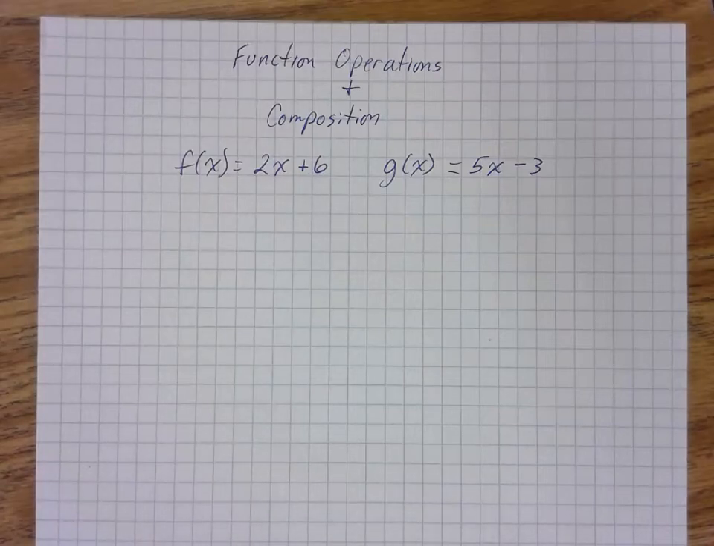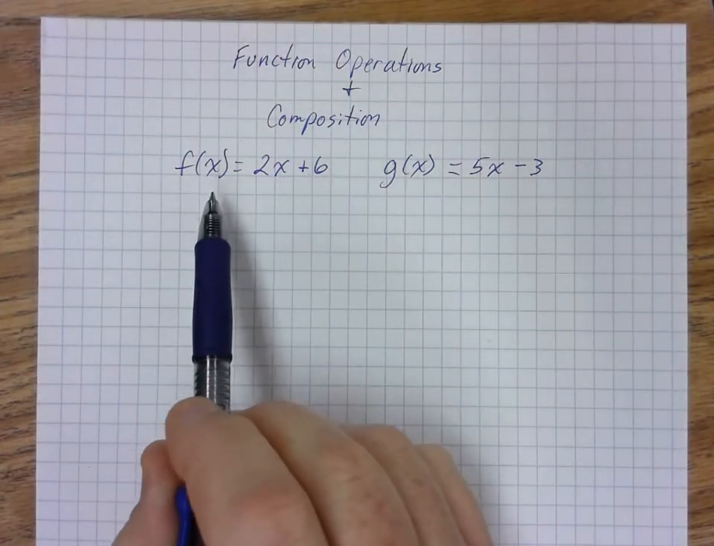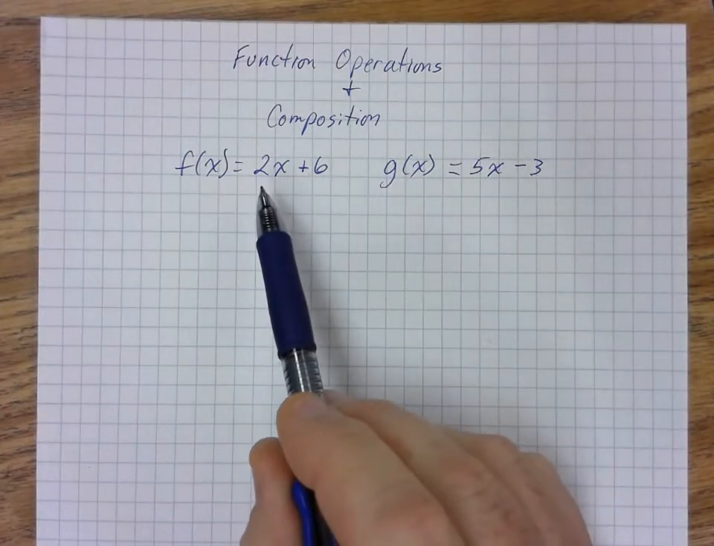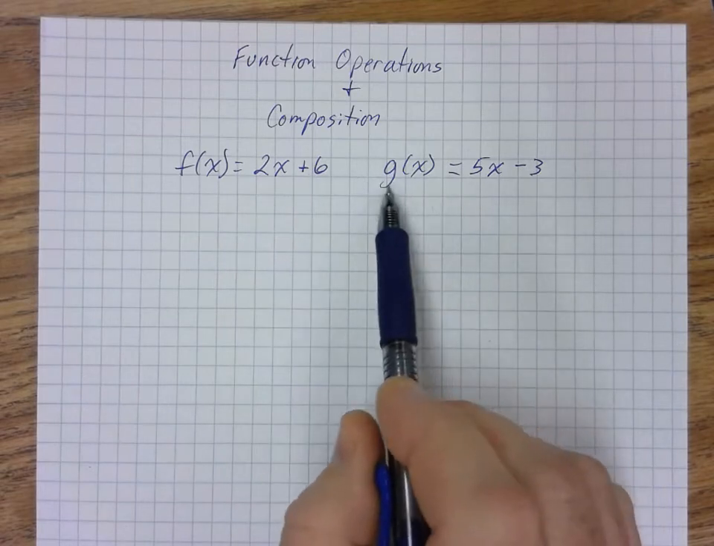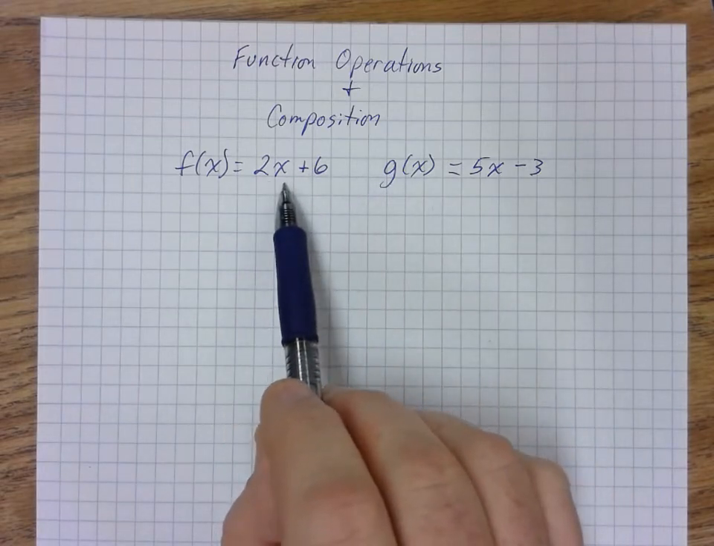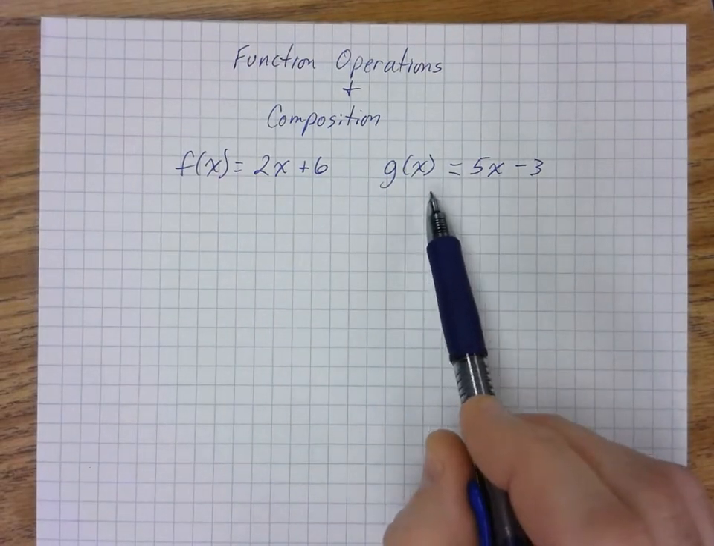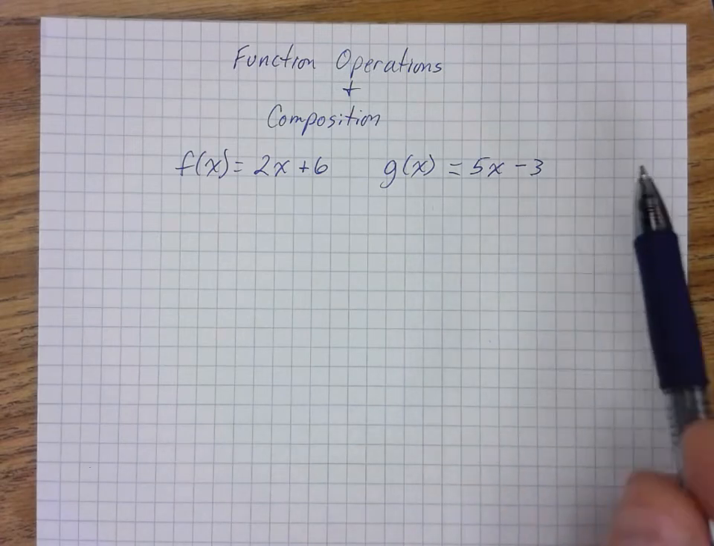Hello again. For this video we're going to talk about function operations and composition, and we're going to use all of our operations and probably all of our compositions based off of these two functions here. f of x is a linear 2x plus 6, and g of x is also a linear 5x minus 3.